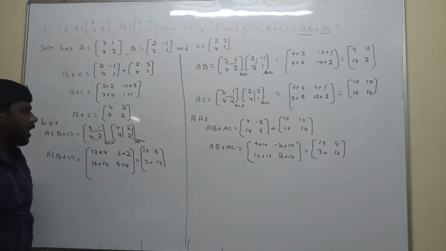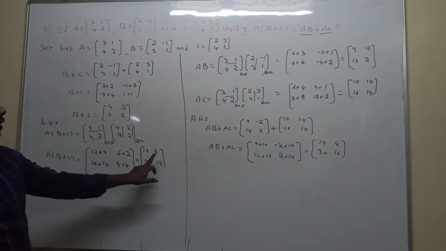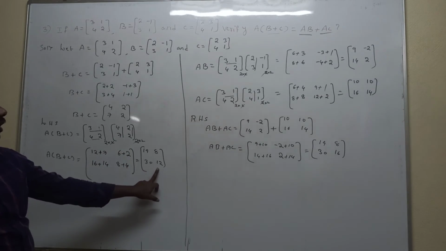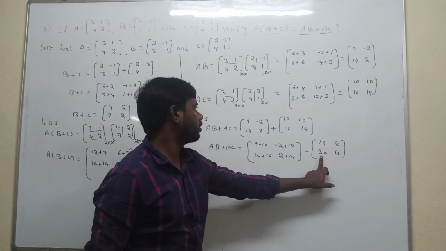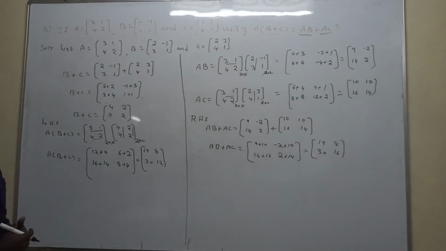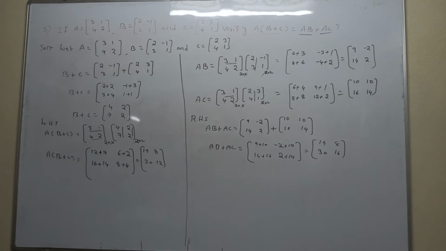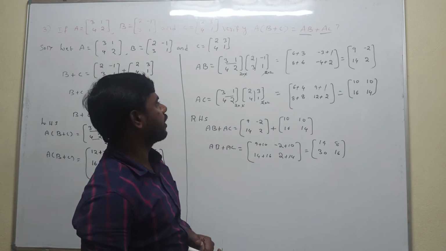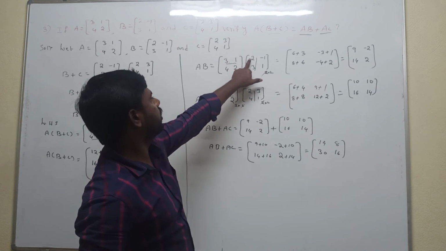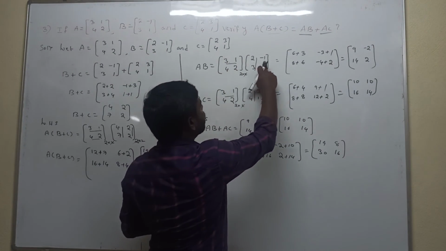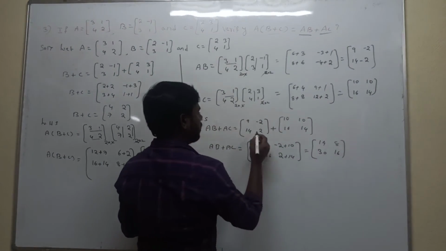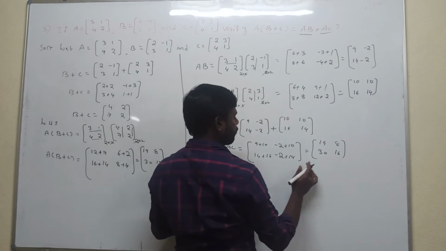Observe LHS and RHS. The LHS value is 19, 8, 13, 12. So is there any mistake here? Let's check it. 4 into 3 is 12, plus 2 into 1 is 2. That is 14, right? The next one, 4 into minus 1 is minus 4, plus 2 into 2. So minus 4 plus 2 is minus 2.